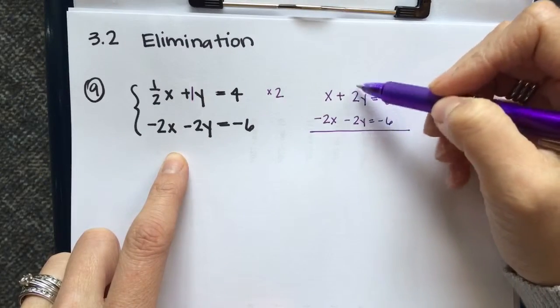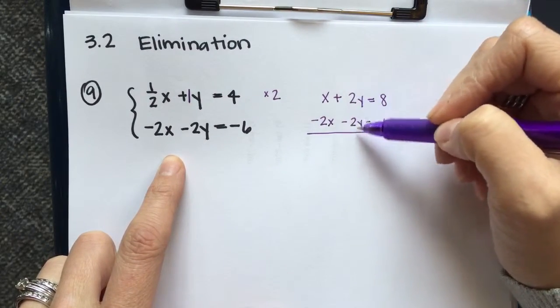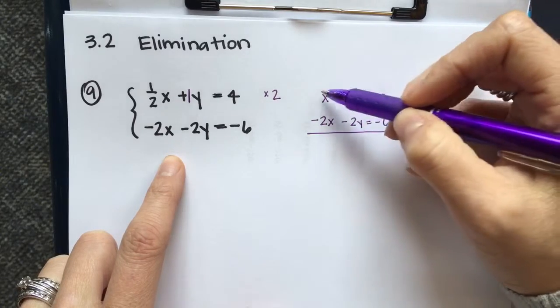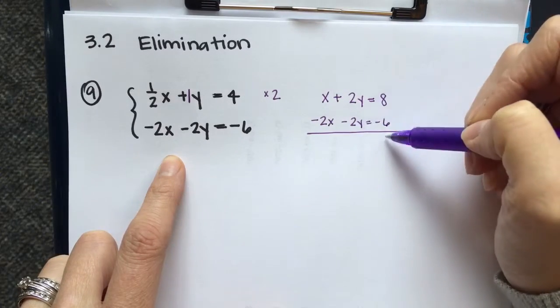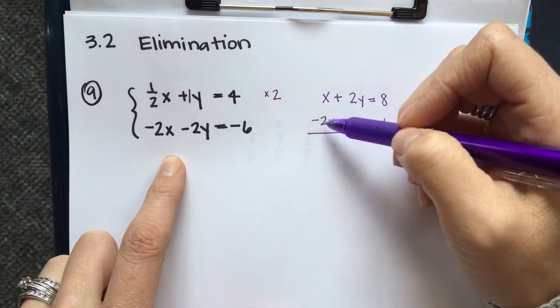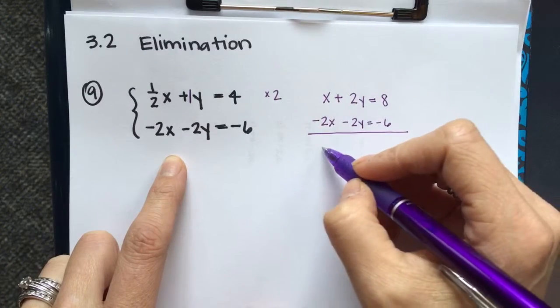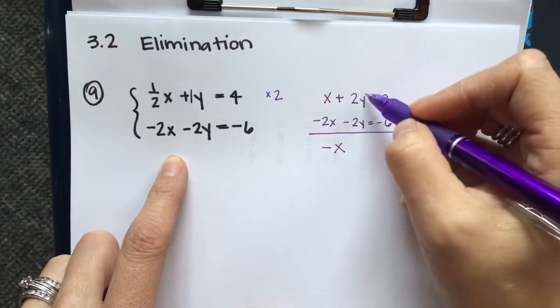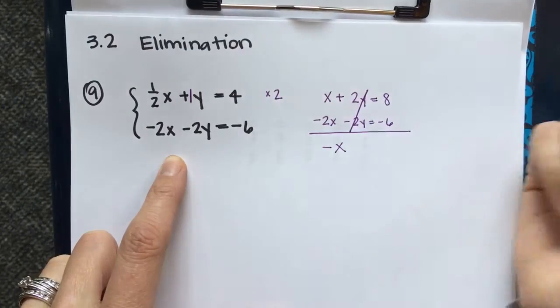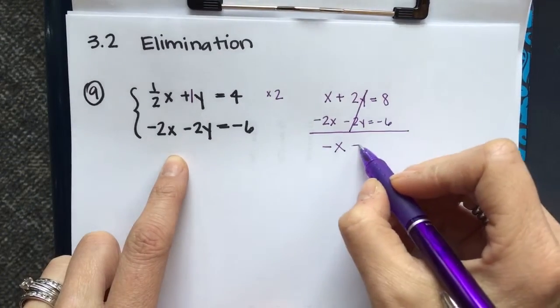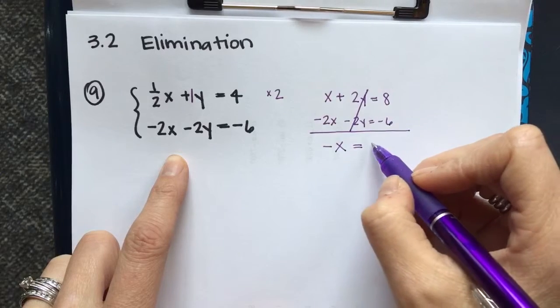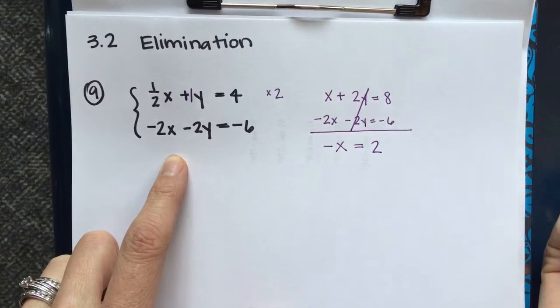Once you have them so that they are opposites, a positive and a negative 2, then you add the equations and you add everything straight down. So this is a positive 1 plus negative 2x is negative x. 2 minus 2 is 0, so they are eliminated, is equal to 8 minus 6 is 2.